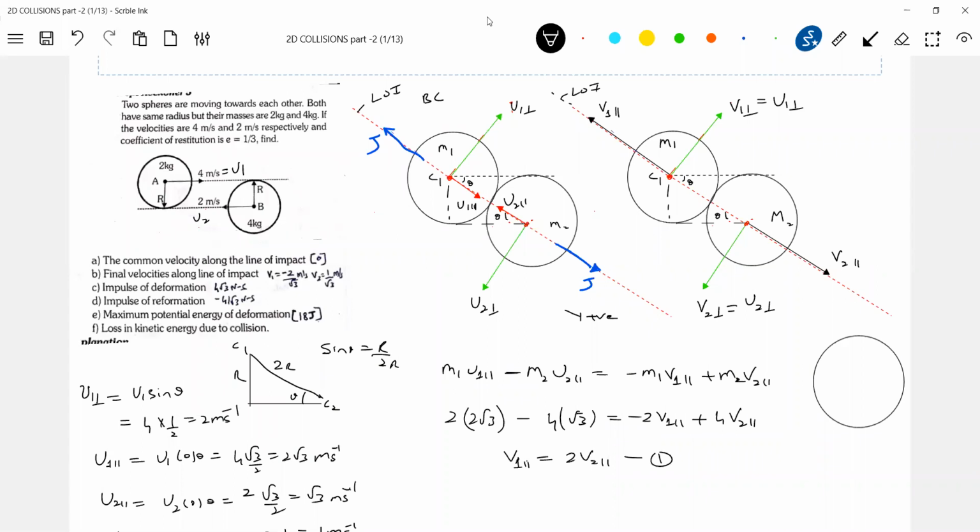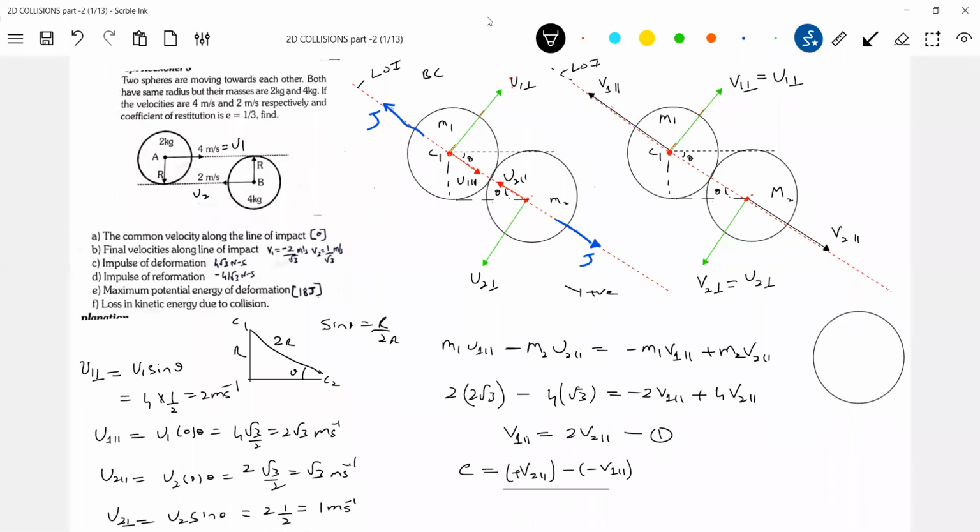Okay, there's one equation, keep it here. Let me apply the coefficient of restitution formula. e is equal to V2 parallel minus V1 parallel, divided by U1 parallel minus U2 parallel. V2 parallel we don't know. Minus of minus, this will be plus V1 parallel, divided by U1 parallel, which is 2 root 3, plus U2 parallel, which is root 3.